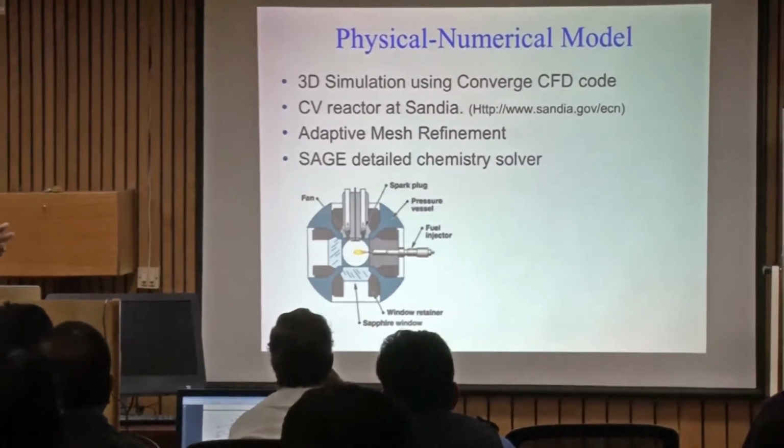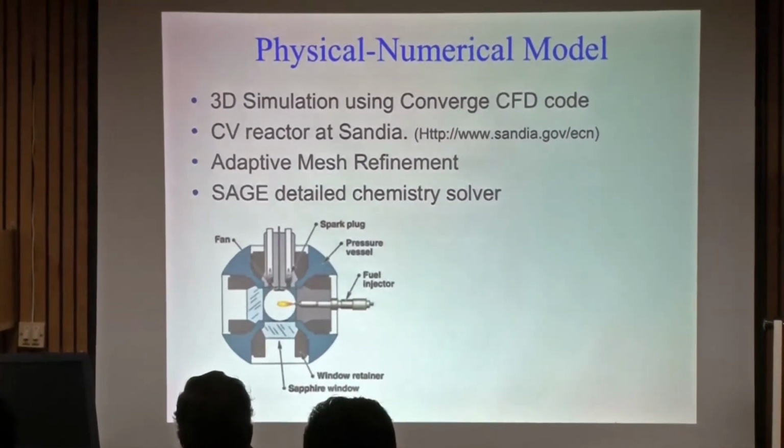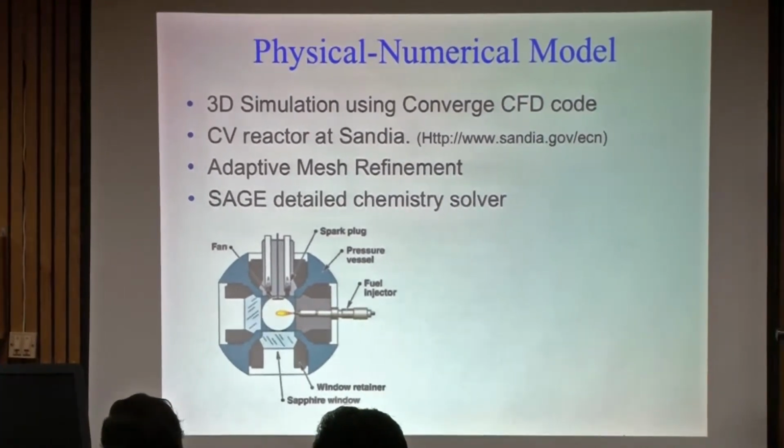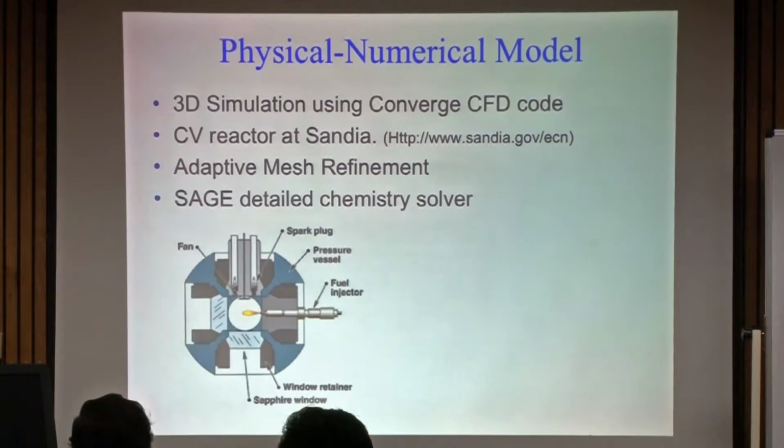Around the world, several people use these kinds of reactors to create diesel type conditions. In a diesel engine, it's a lot more complicated, and also you cannot really make a lot of measurements. So to take care of that, they use these constant volume reactors, which have a lot of windows, and you can put in more detailed laser based measurement capabilities.